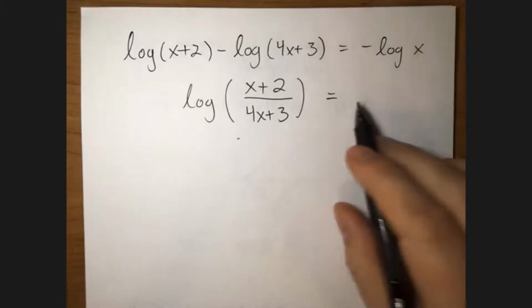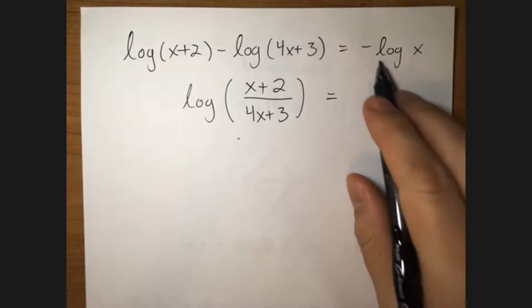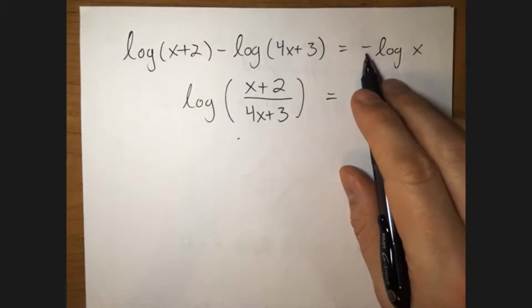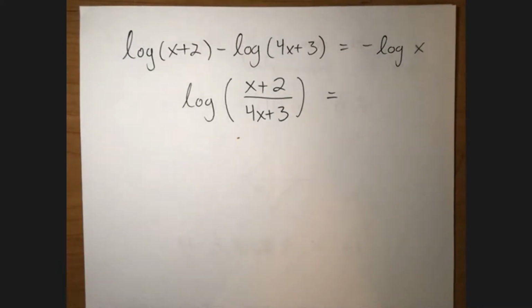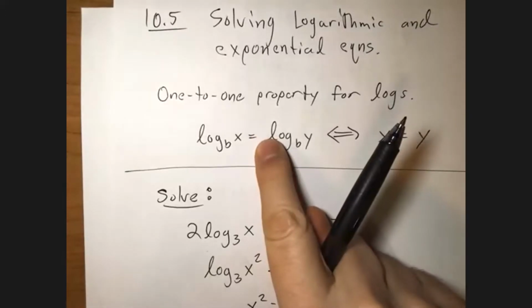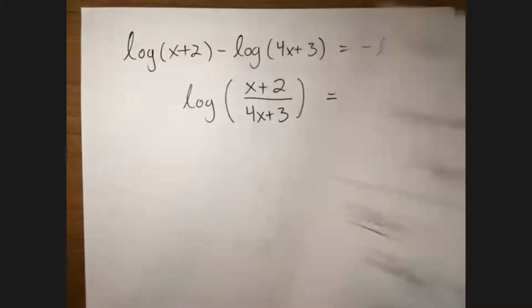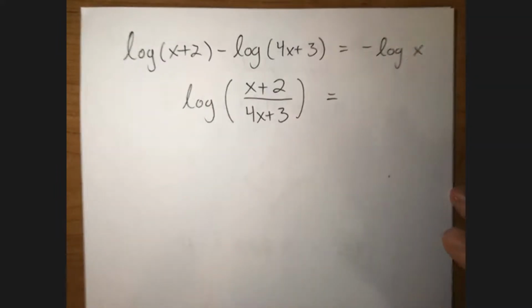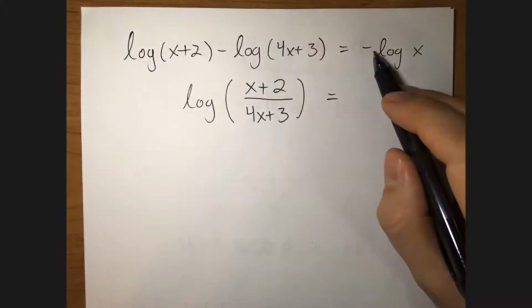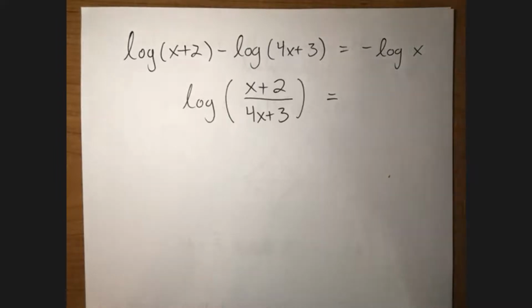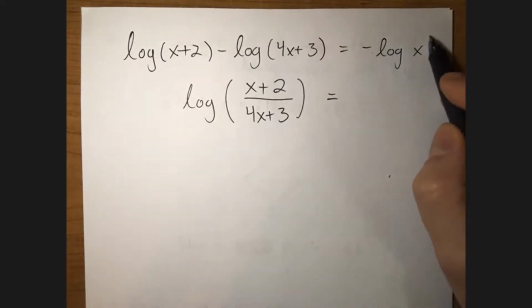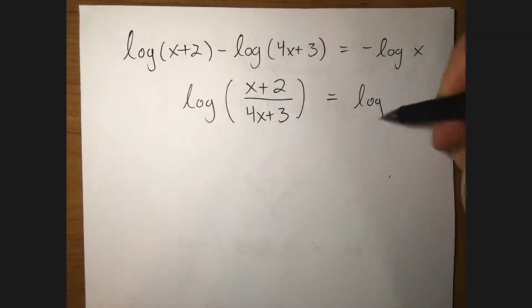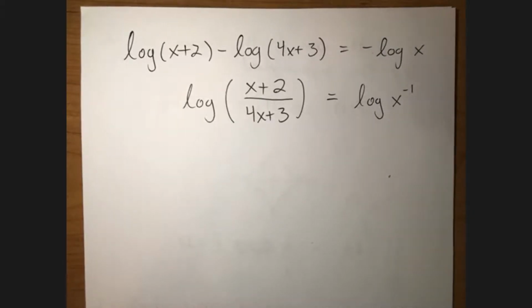Okay. And what about the right-hand side? I don't want this minus sign to be here. The one-to-one property for logarithms does not allow a negative sign to be out front. So I need to somehow deal with that. How do I deal with that? Well, I can view a negative sign as multiplying by -1. Putting a negative sign on something is the same as multiplying it by -1. And if I multiply by a number, I can use the power property to bring that up as an exponent. So I can write it like this.